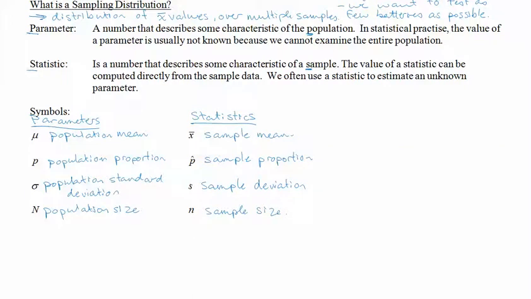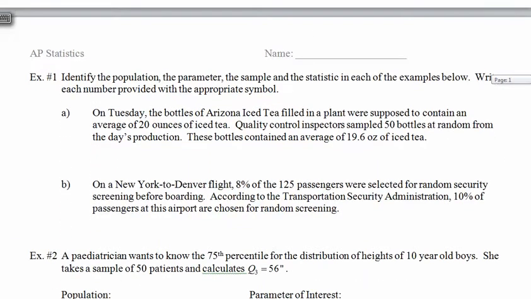Okay, so just to recap, when we're looking at sampling distributions, the parameters: we used mu for population mean, p for population proportion, sigma for the standard deviation, and capital N for the population size, and then we use x bar, p hat, s, and lowercase n for the equivalent statistics. So now we're going to look at some examples.